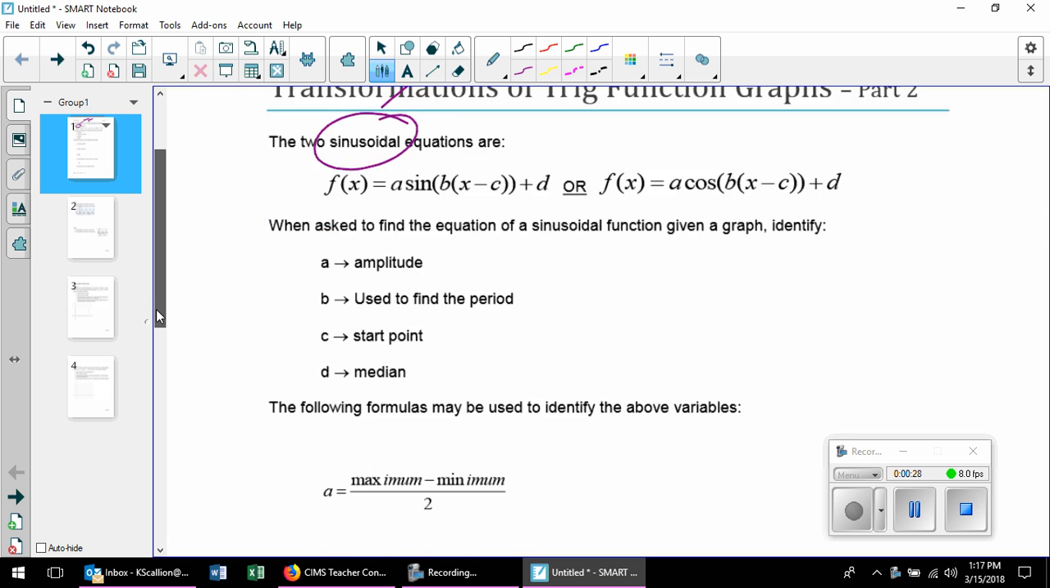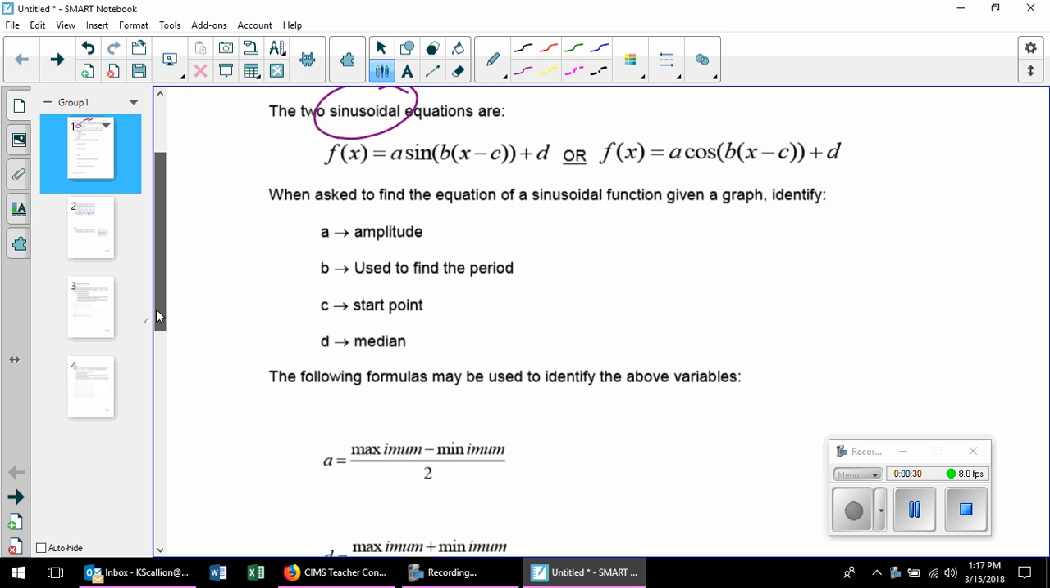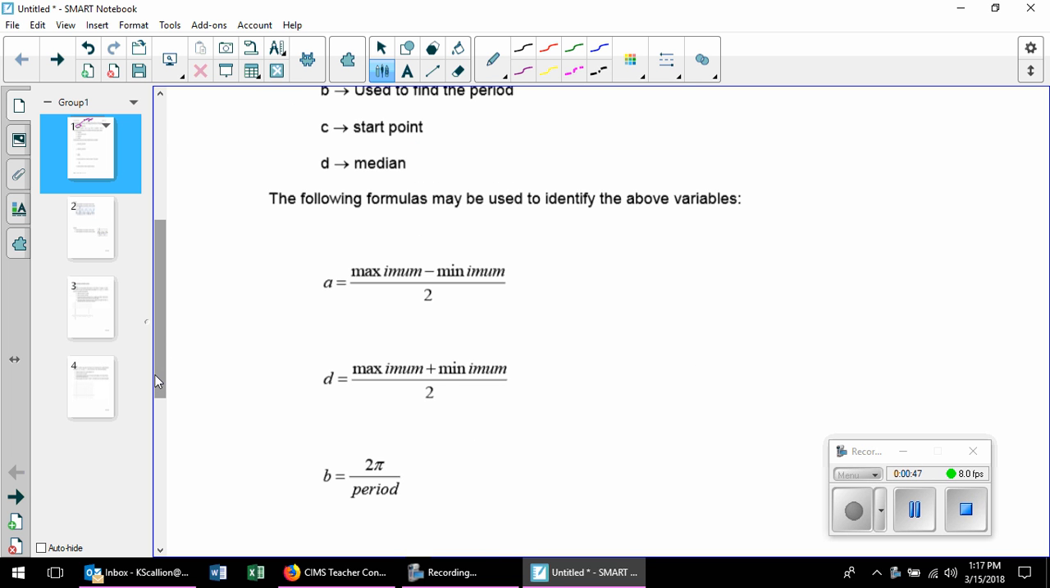So just to go through the letters again, A tells us our amplitude or our vertical stretch. B is used to find the period. B isn't the period. C is your start point on the horizontal axis. And D is your median. You can find your amplitude by taking your max minus your min and dividing it by 2. To find your median, take your max plus your min and divide it by 2.